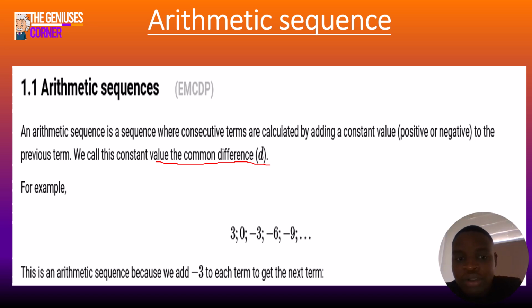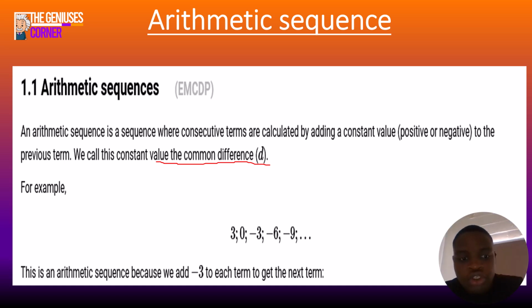An arithmetic sequence is a sequence where the consecutive terms are calculated by adding a constant value, which can be either positive or negative, to the previous term, and that helps us determine the next term, just like that, and like that.